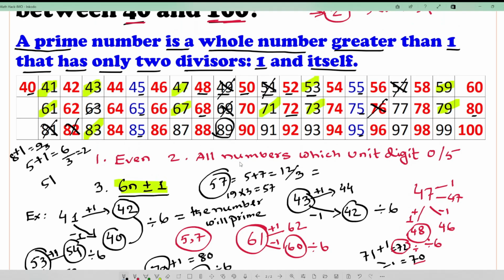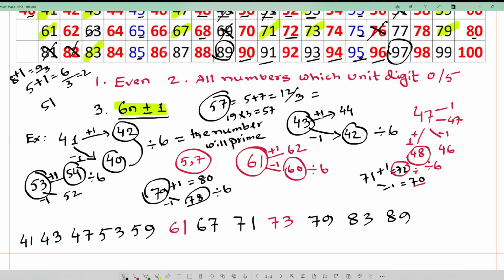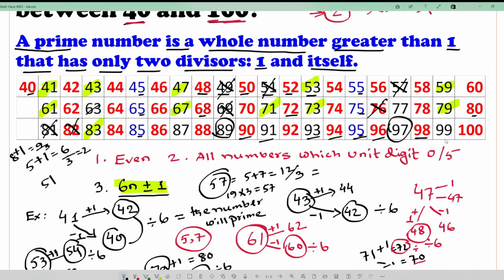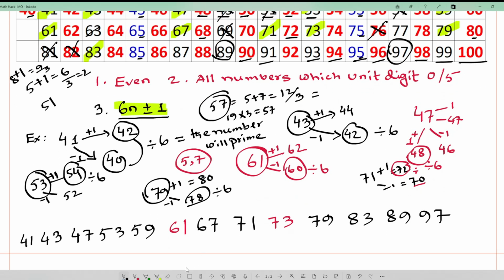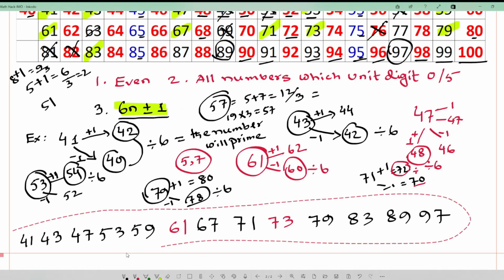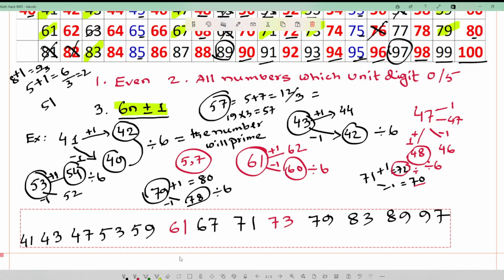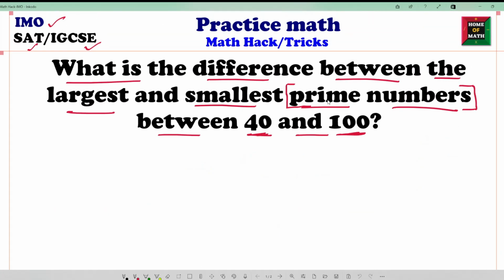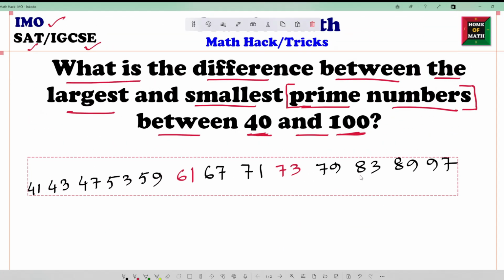Okay, 90 is not a prime number. 91 is not a prime number. 93, 94, 95, 96, 97 is a prime number. So we can write this one. 97 is a prime number. And finally 98, 99 and 100 are not prime numbers. So we already got our prime numbers. Now we can keep this one here.